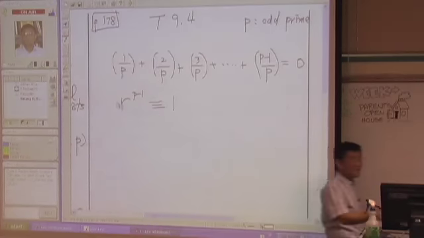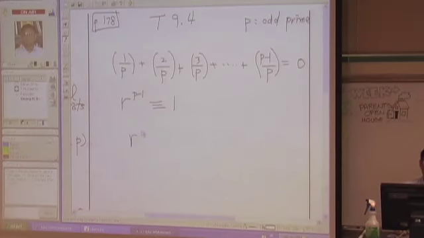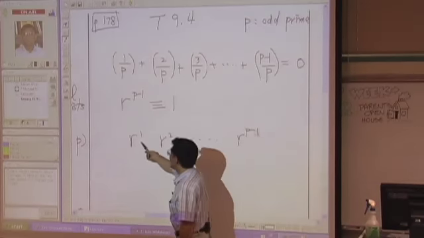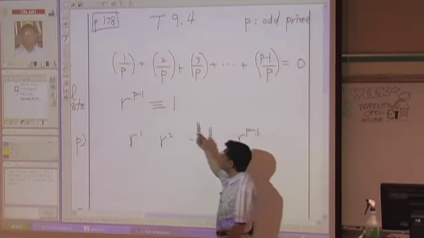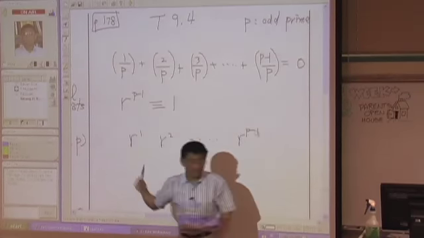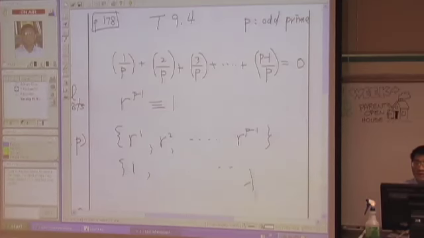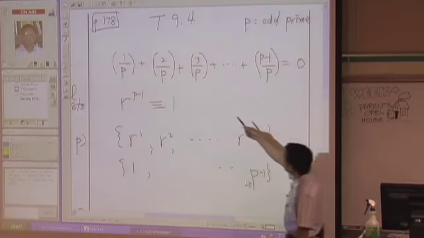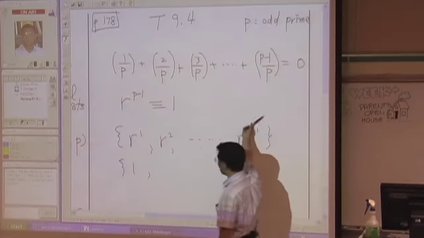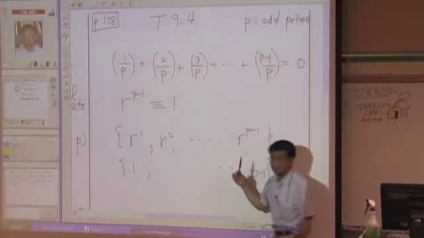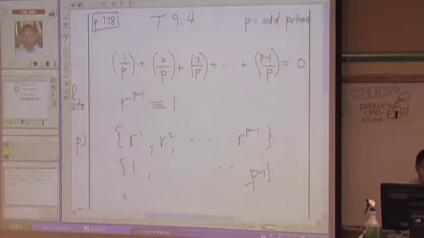So with r, we can consider r to the power of 1, r to the power of 2, all the way up to r to the power of p minus 1. As you can see, these are not the same. These are incongruent. In other words, essentially these are the same as 1 through p minus 1. In other words, we are adding 1 over p, 2 over p, up to p minus 1 over p. Then essentially we are adding this over p, this over p, this over p, this over p.